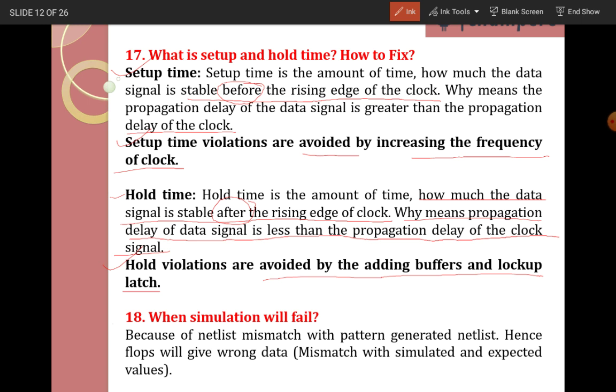Next, simulation will fail because of a netlist mismatch with the pattern generated netlist, hence flops will give wrong data. There will be a mismatch between simulated and expected values. So these are the netlist mismatch or pattern generated netlist mismatch cases, and we will get a simulation failure.